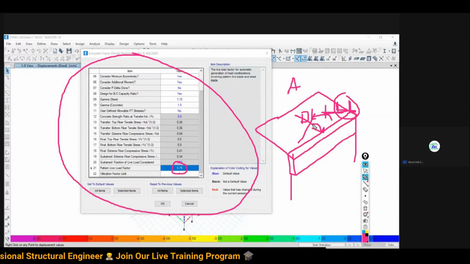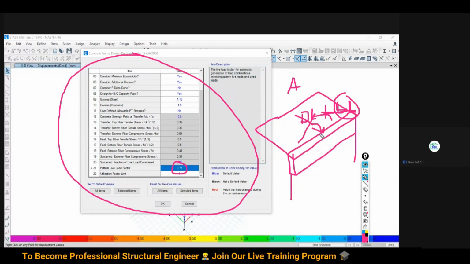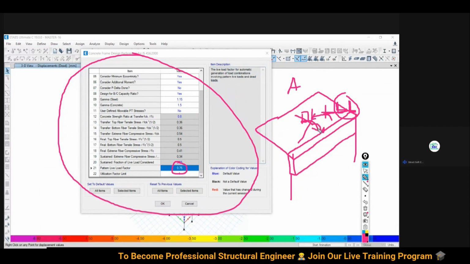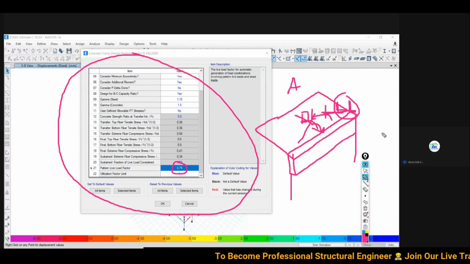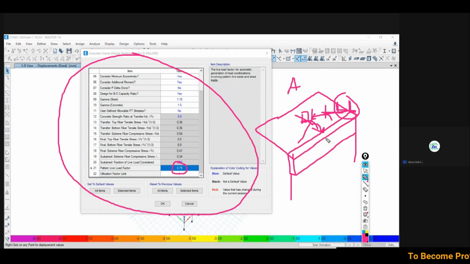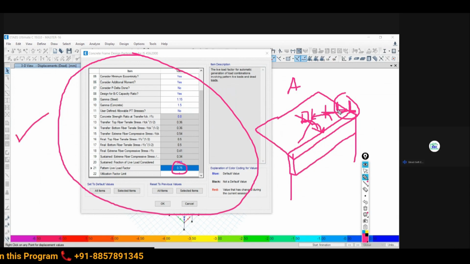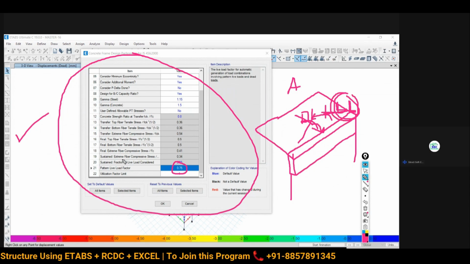They are doing the design with 100% after the analysis, and ETABS result is giving something different and they are confused. This is actually the problem. After the analysis, 100% live load is shown in full, but at the time of design it will consider a reduced live load. So this is part of the design consideration.